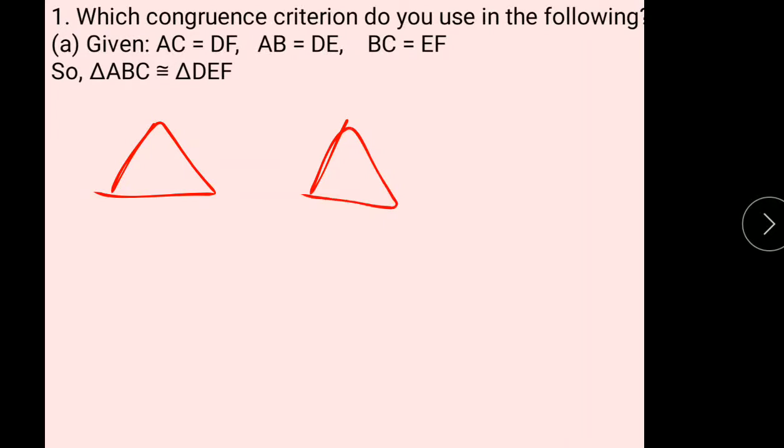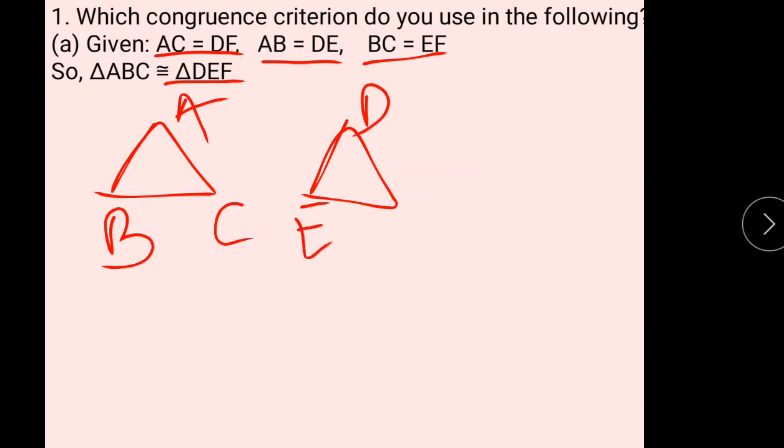Okay, so the question here is given AC is equal to DF, AB is equal to DE, BC is equal to EF. What can you see here? If you consider the triangle ABC, and what is the other triangle? DEF, right? So here it is D, E and F. They are saying that AC is equal to DF, AB is equal to DE, and BC is equal to EF.